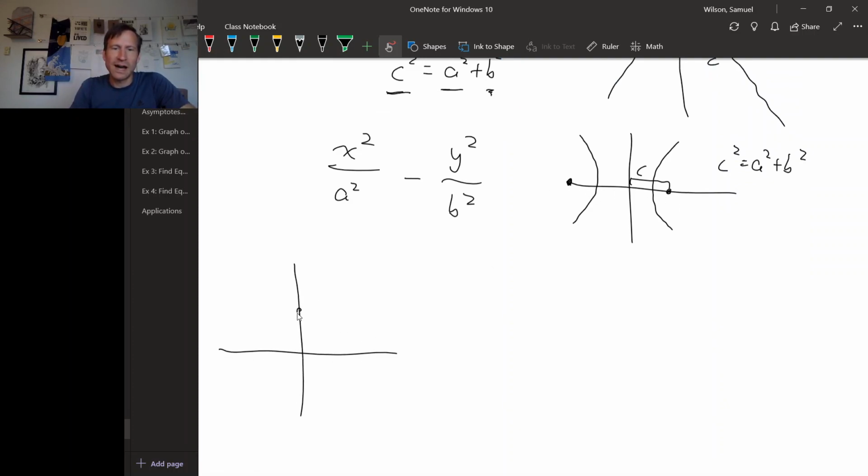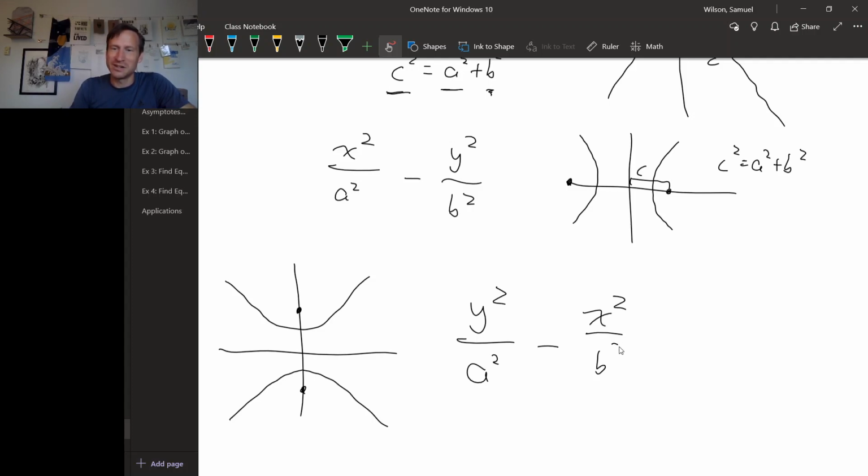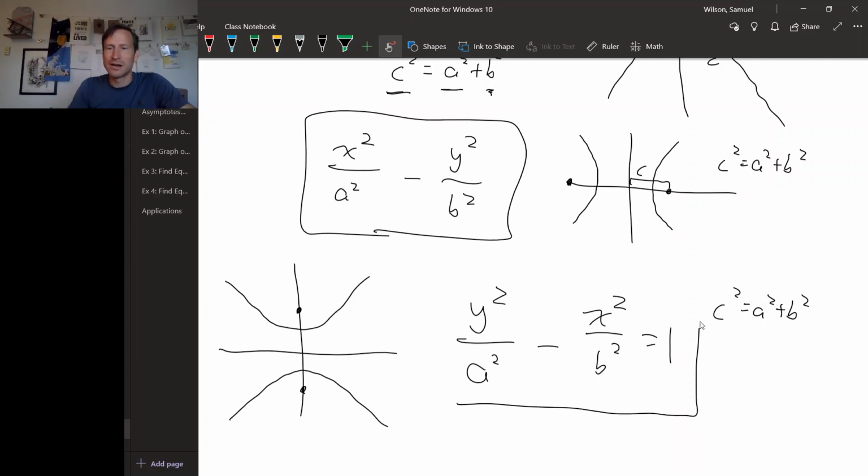If you put them along the y-axis like this, then the hyperbola is going to look something like this. And the only thing that changes in this whole calculation is where the minus sign is. So you get y squared over a squared minus x squared over b squared equals 1, and still c squared is a squared plus b squared. So these are the two versions of the equation for a hyperbola.